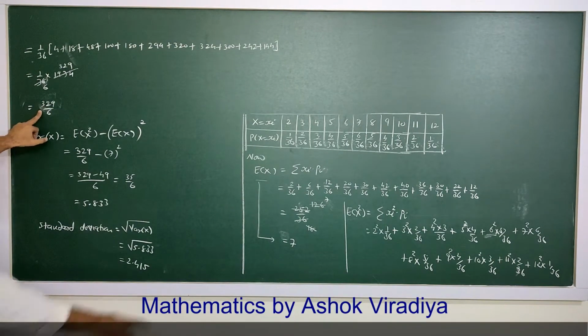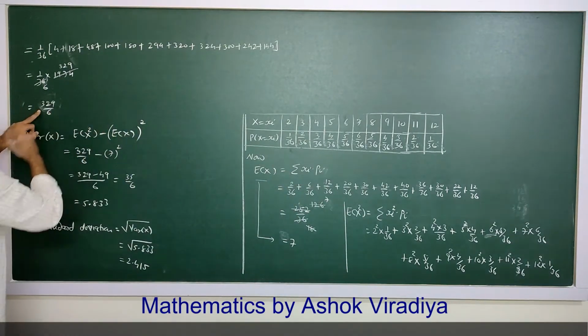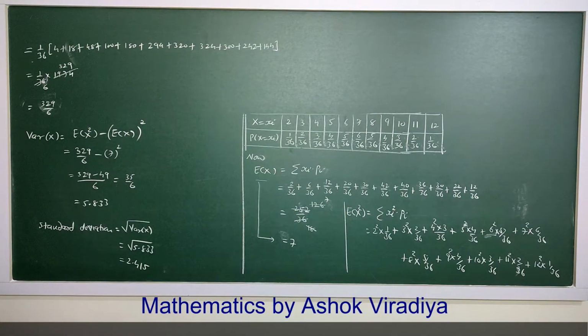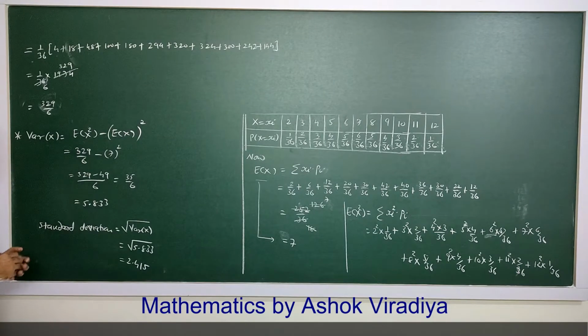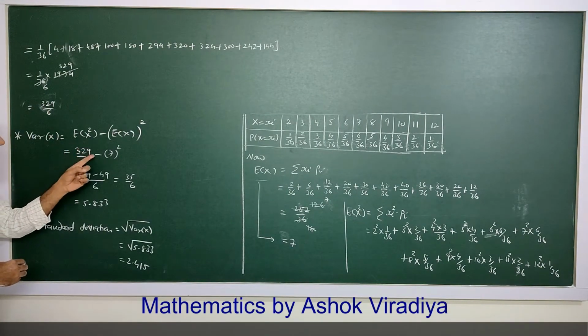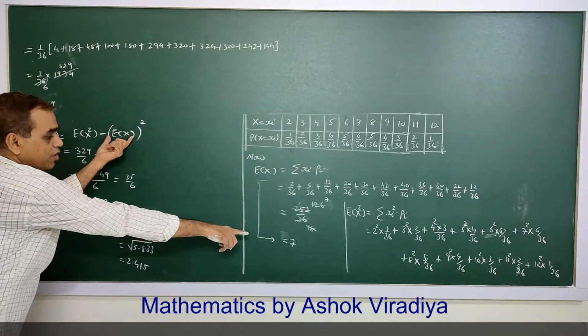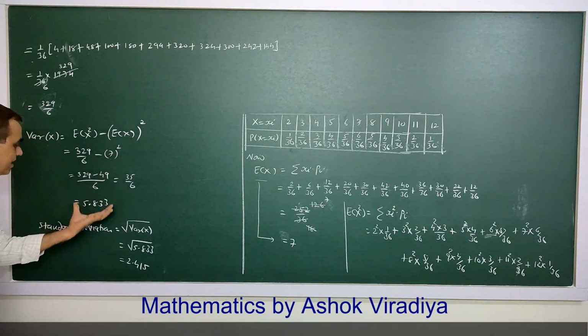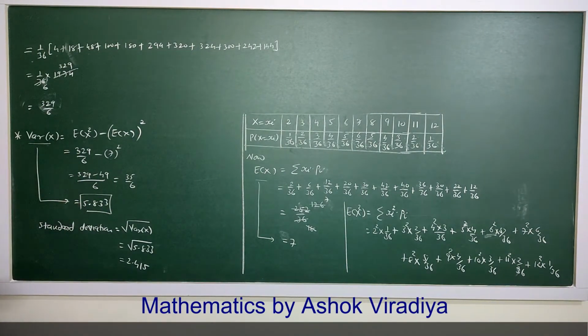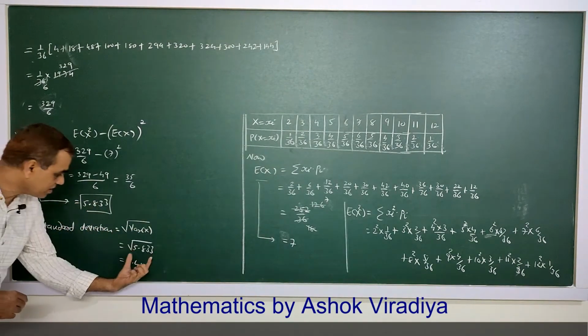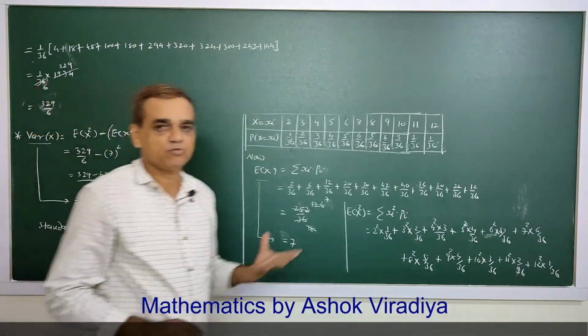So the final value of E of x square is 329 by 6. Then the formula for variance is E of x square minus E of x whole square. E of x square, this 329 by 6 already calculated, minus E of x, here it is calculated, 7 square. So calculating this gives the variance, and the square root of variance is the standard deviation. So the square root of this number is 2.415.